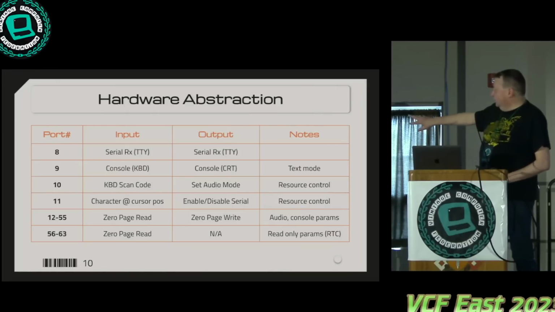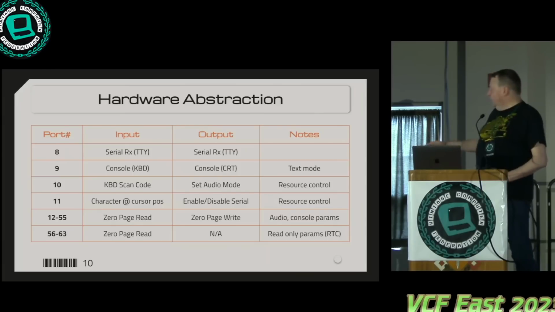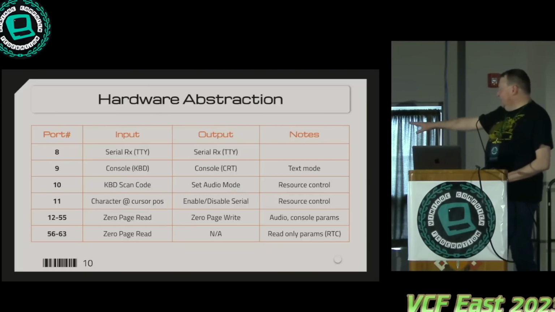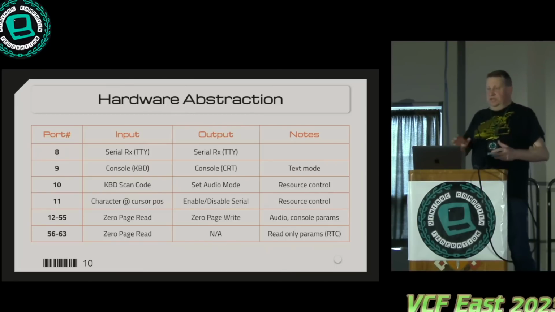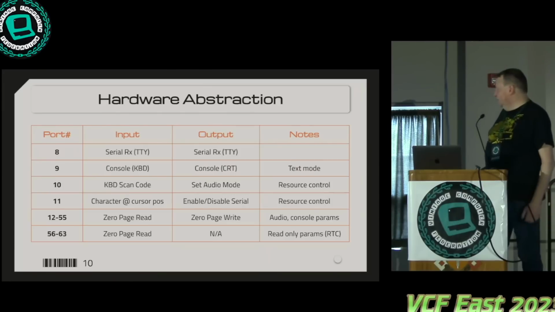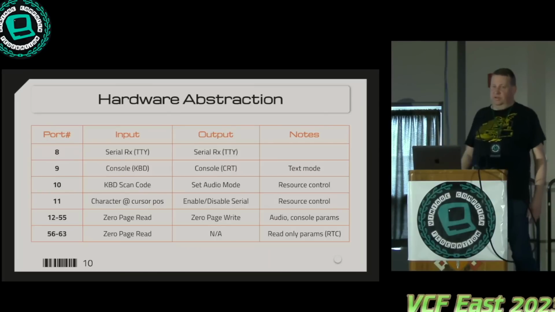And then there's a couple, 10 and 11, you use for controlling resources, turning on how many audio cycles are happening, or enabling, disabling the actual serial. And then you can actually access the 0 page this way, so there's a whole bunch of bytes available on the 0 page, and that's things like controlling the audio, so setting up the channels. You're just writing through this I/O mechanism. And then there's some additional things which are read only, like the real-time clock and the position of the line counts.